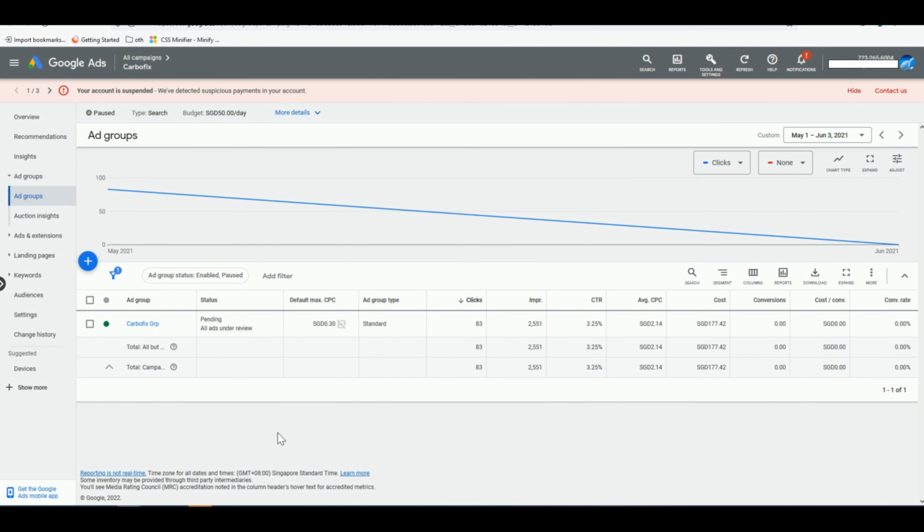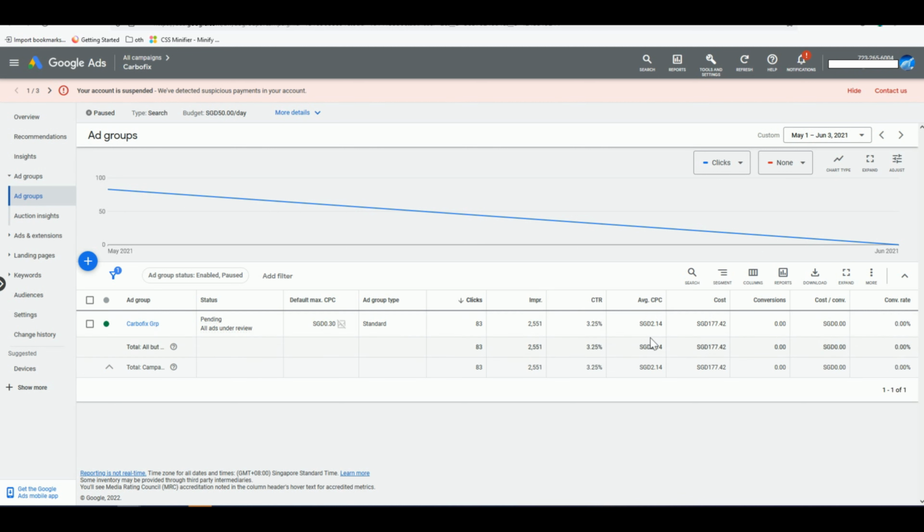So this is the ad group itself. As you can see, I ran the ad for like 8 days, and I've added a budget of like $30 per day, as far as I can remember, because I did this last year. As you can see, I got 83 clicks and 2551 impressions, and the average cost per click is 2.14. It's Singapore dollars.